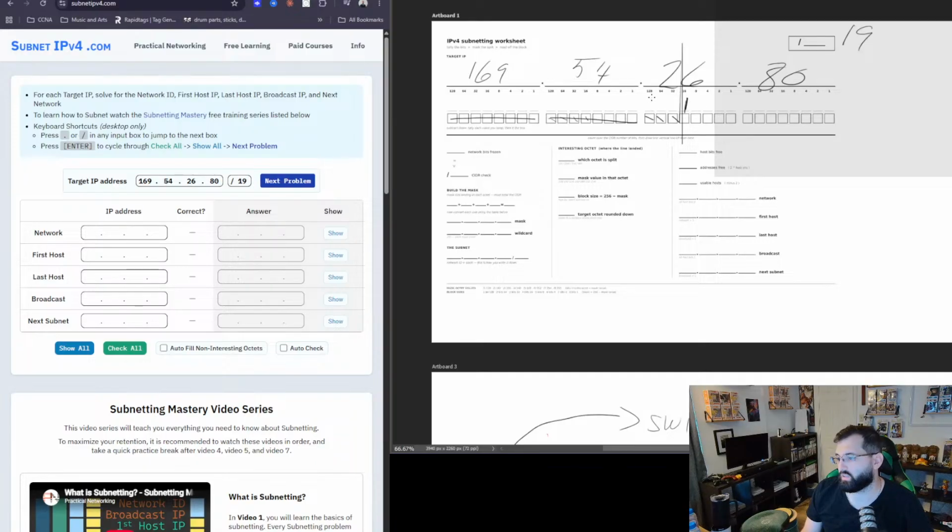Would be 16. So these would be zeros. So that means that the interesting octet is 3. We're at 19, 19. We have 8 plus 8 plus 3. Now that equals 19. 16, 17, 18, 19, 0.